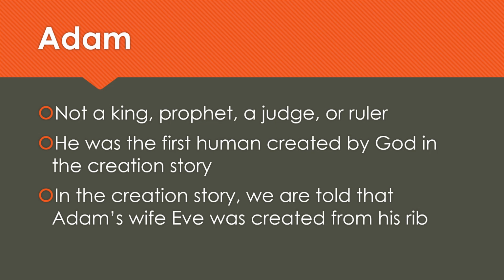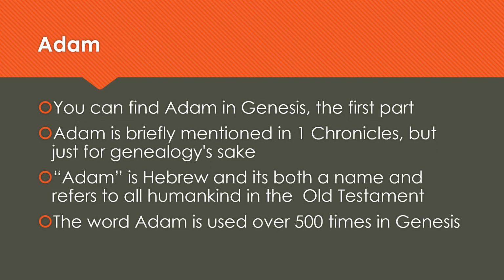And so in the creation story, we are told that Adam's wife Eve was created from his rib. God puts Adam in a deep sleep and makes a companion. So Adam is found in the book of Genesis. He's in the first part. He's briefly mentioned in Chronicles, First Chronicles, but that is just for genealogy's sake. The author says, well, Adam was in Genesis and he did these things, but that's about it.